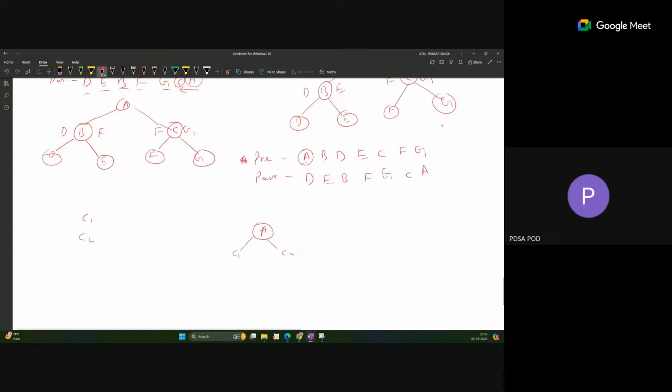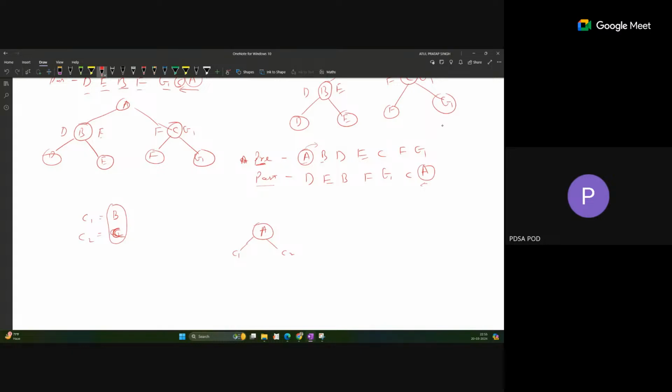So this now becomes a root node, and we look at the values in both the pre-order and the post-order. The value which comes right after the root in the pre-order will become C1. And the value in the post-order which comes just before the root will become C2. If both are different, there is no problem. We will directly connect them.